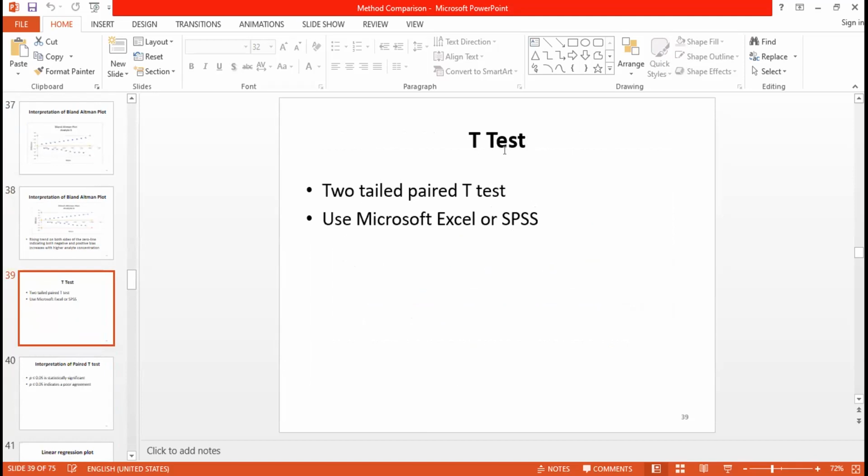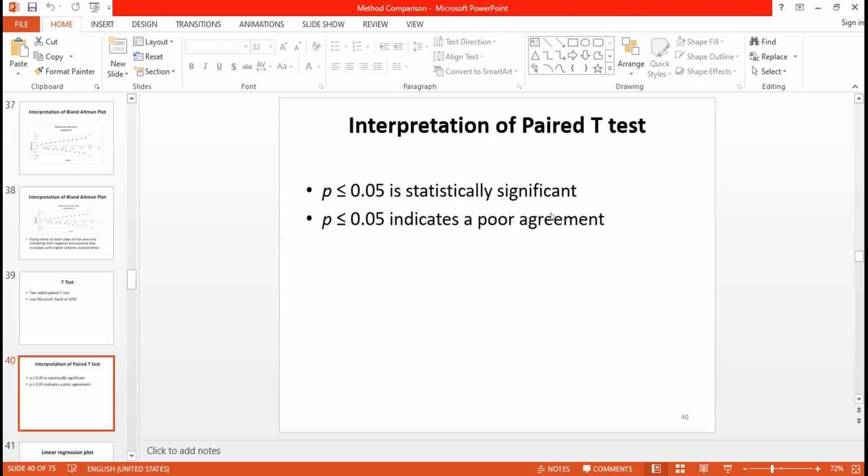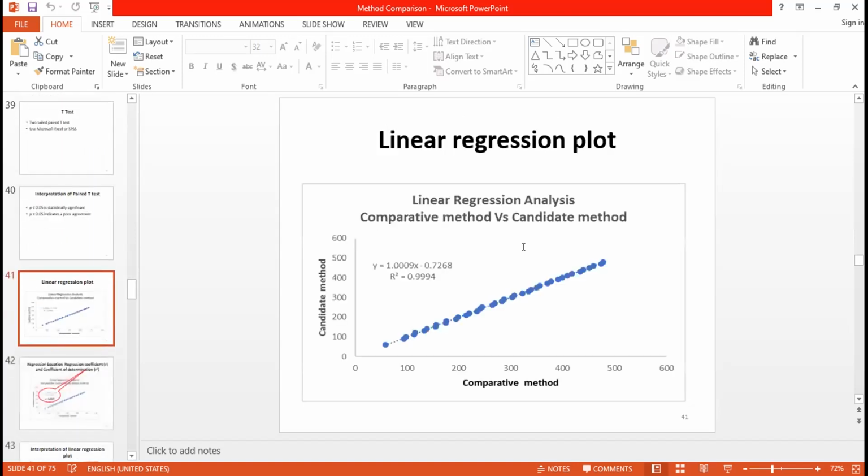The t-test is another statistical approach which is used to find out the agreeability between two methods. The recommended test for method comparison is the two-tailed paired t-test, which is done on Microsoft Excel or on SPSS. If the probability value that you obtain is less than or equal to 0.05, it is statistically significant and it indicates a poor agreement.